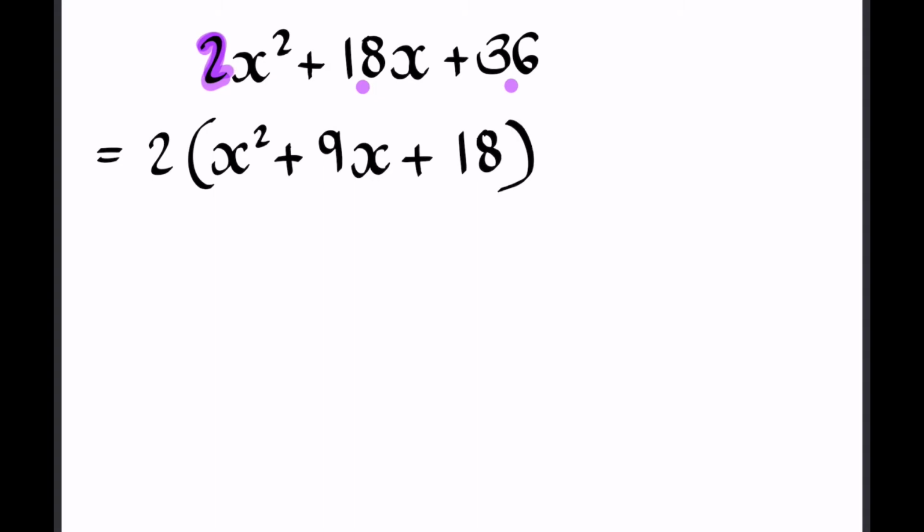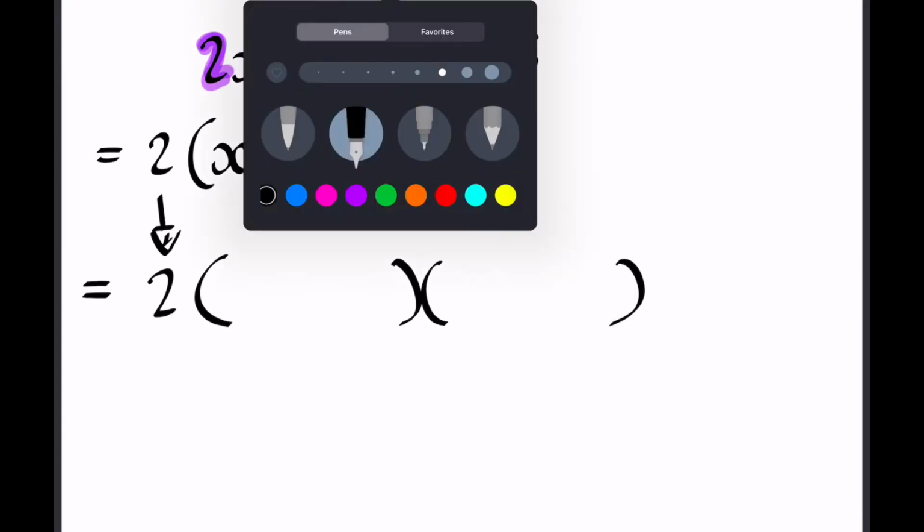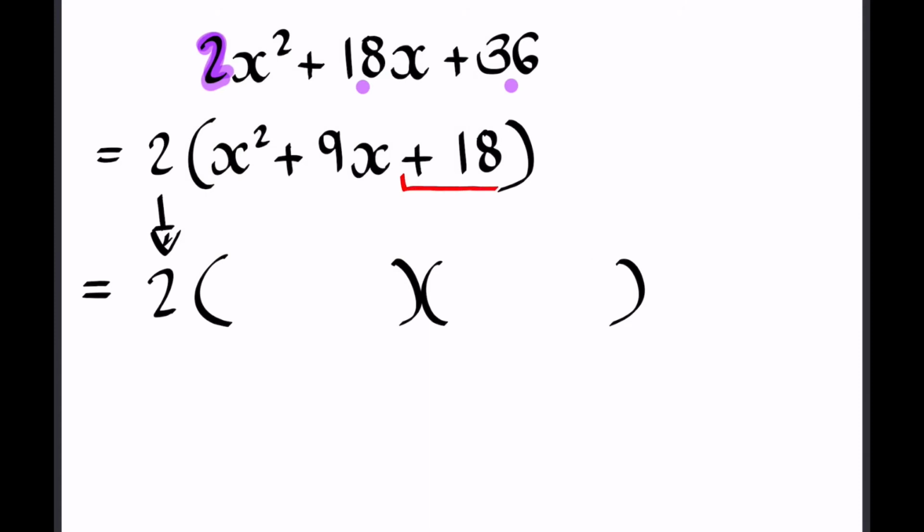Now, inside that bracket, I have x squared plus 9x plus 18. So I'm just going to carry down this 2. And then I know that I'm going to have two brackets. I look at my third term, because inside the bracket I have a normal trinomial. My third term is positive 18.